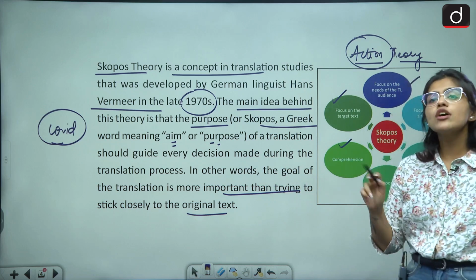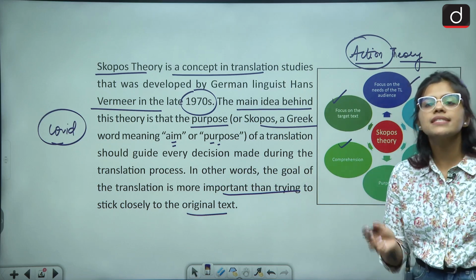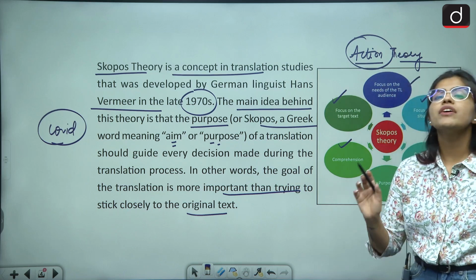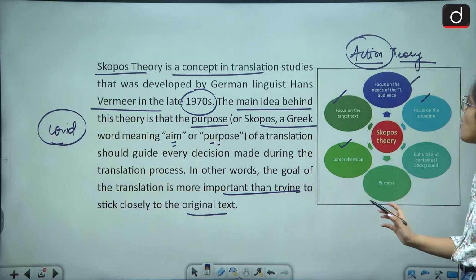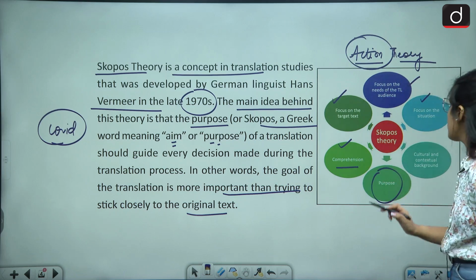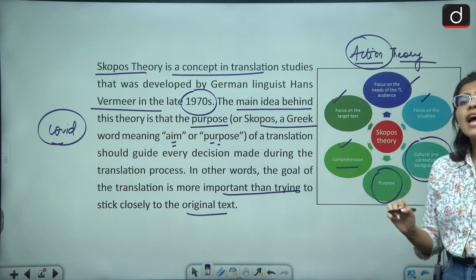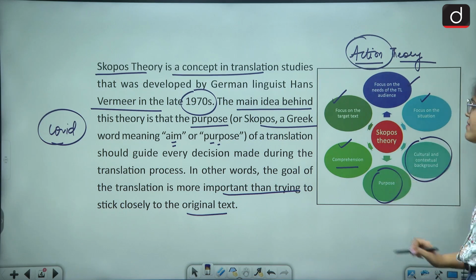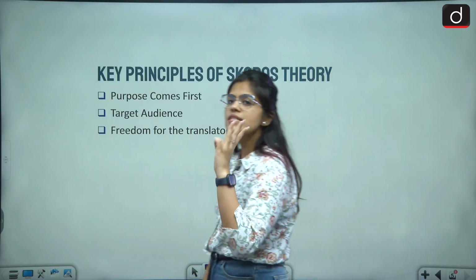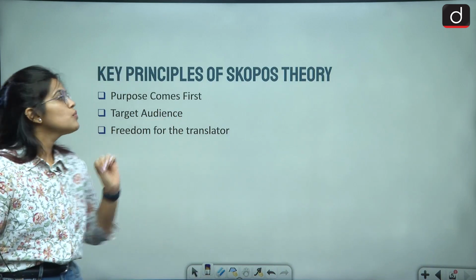It also focuses on comprehension. The audience is very very powerful. Reader response theory is there. The audience have their own brain and can decode and comprehend and analyze the text on their own. Then they always have a particular purpose. Culture and contextual backgrounds are very very important. So this means that there are 3 key features of this theory. 3 key features. What are these?